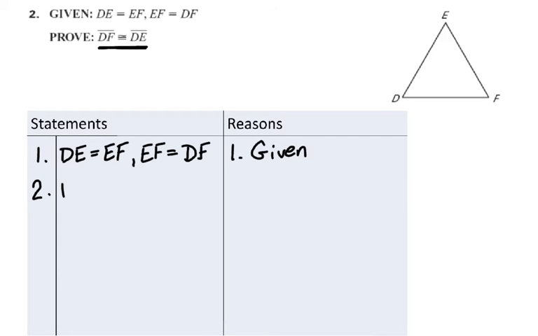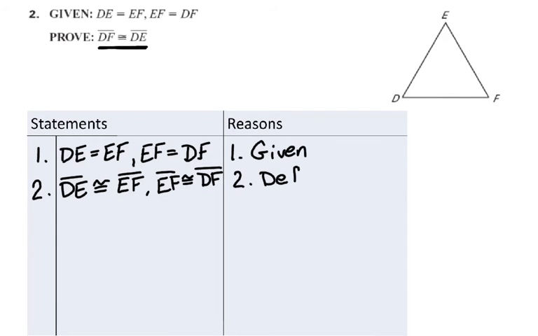Okay, so we're proving things about segments. So just change it to segment DE is congruent to EF, and EF is congruent to DF. And that right there is, again, the definition of congruent, but this time instead of angles, we're going to say segments.